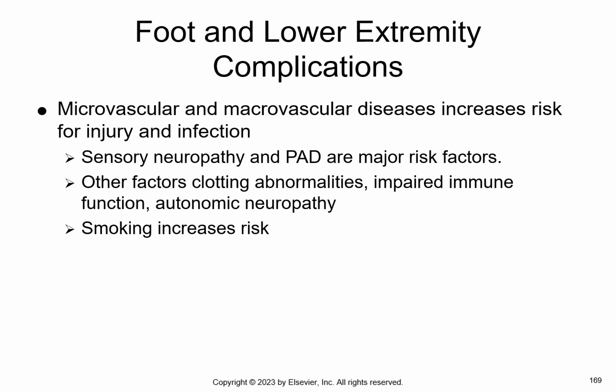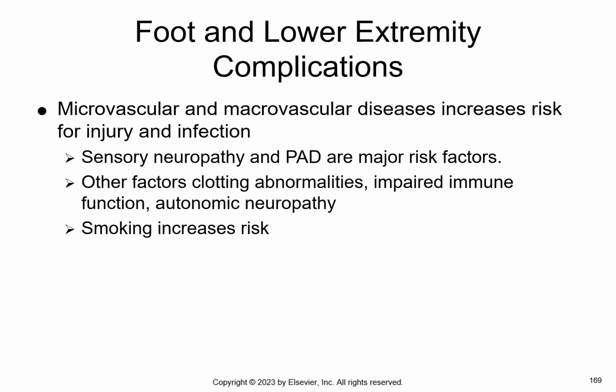We talk about complications of the feet and lower extremities. People with diabetes mellitus are at high risk for foot ulcerations and lower extremity amputations. The development of diabetes-related foot complications can be the result of a combination of microvascular and macrovascular diseases that place the patient at risk for injury and serious infection. Sensory neuropathy and peripheral artery disease are risk factors for foot complications. Clotting abnormalities, impaired immune function, and autonomic neuropathy have a role. Smoking has a negative effect on lower extremity blood vessels and increases the risk for amputation.